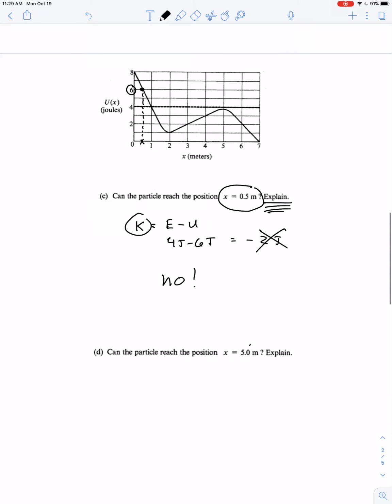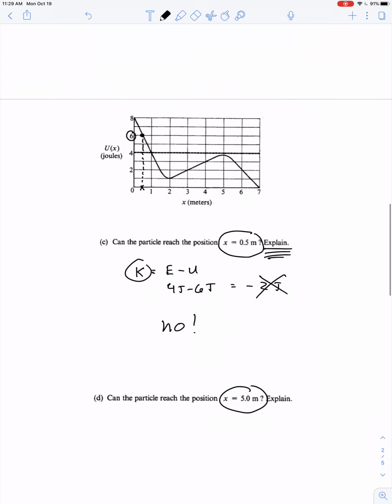Can the particle reach the position x equals 5 meters? It looks like it. It looks like at x equals 5 meters, the potential energy is just slightly less than 4 joules. So the kinetic energy then would be 4 joules minus, I don't know, maybe we estimate this as 3.9 joules, which would be 0.1 joules. So as long as the kinetic energy has a positive value, then yes, the particle can reach that position.